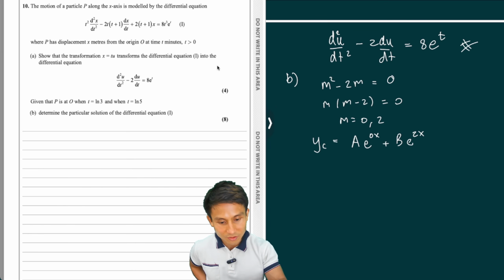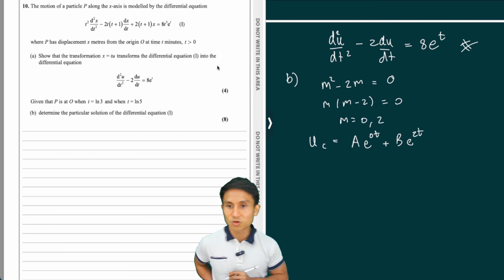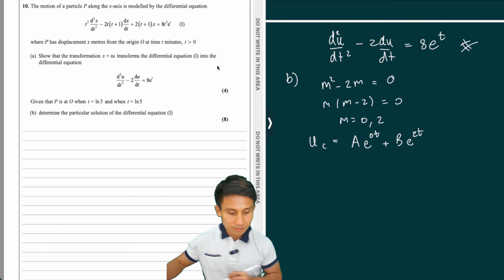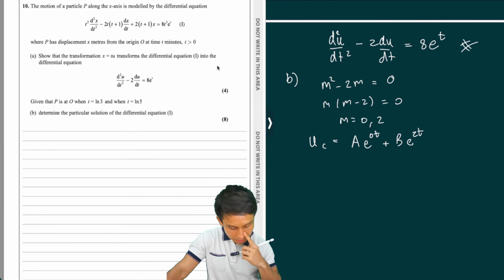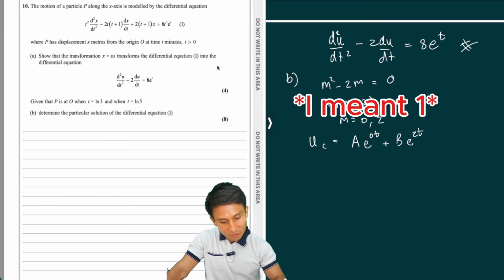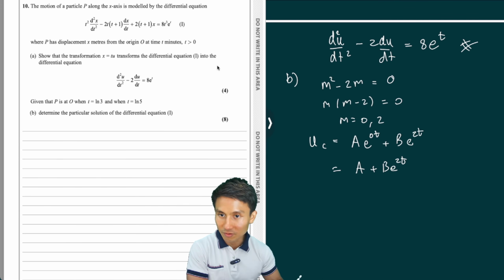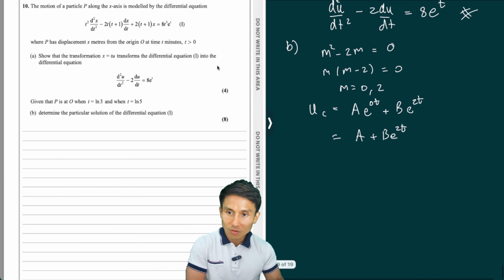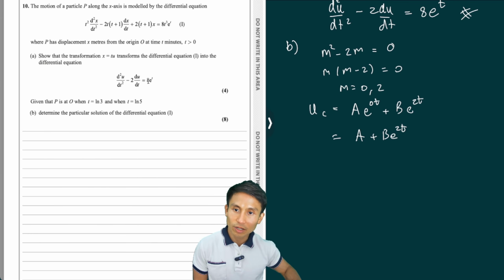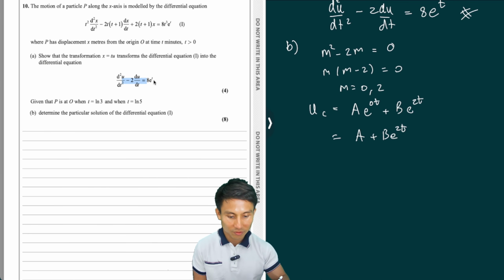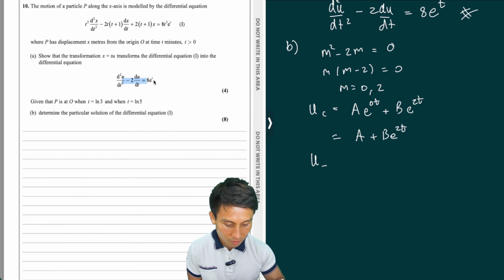It's not x, it should be t, sorry. And this should be u, sorry, because we are solving for u first. Because this is 0, that's just a plus b e to the 2t. So that's our complementary solution. And now we will also look at the particular integral. So we try particular.